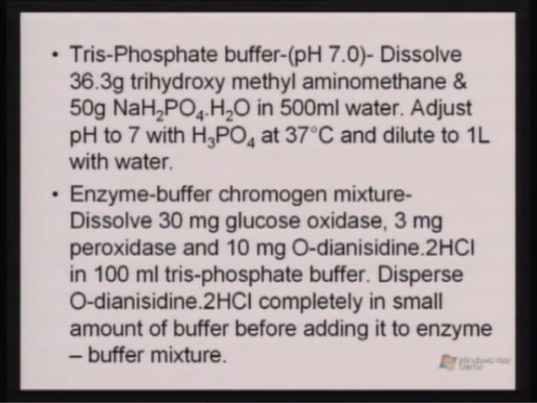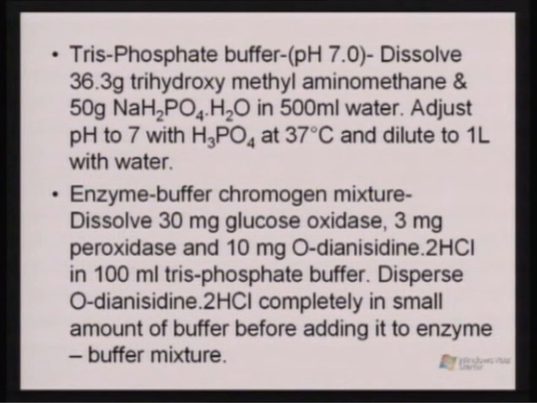Then the other reagent required is the enzyme buffer chromogen mixture. To make the mixture, you need to dissolve 30 gram glucose oxidase, 3 mg peroxidase and 10 mg O-dianisidine 2-HCl in 100 ml tris phosphate buffer. The tris phosphate buffer is used to make the enzyme buffer chromogen mixture.